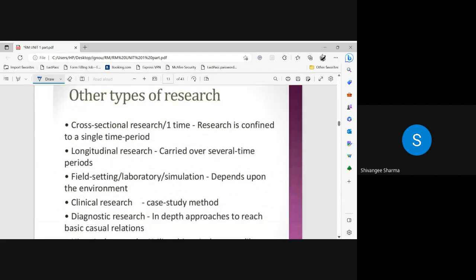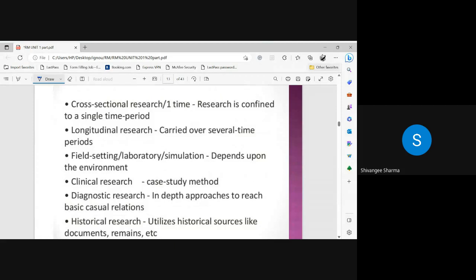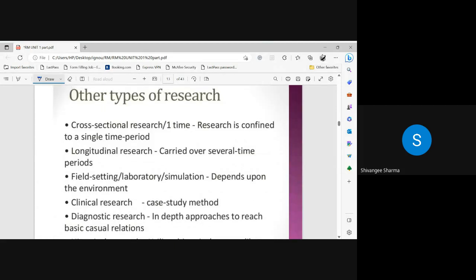With respect to the previous classification, there are some other types of research also, like cross-sectional research. Research is confined to a single time period. You are not using many time frames, but a single time period, let's say 1 year or something. That is cross-sectional research. And next is longitudinal research, when it is carried over several time periods. You are doing your research again and again.